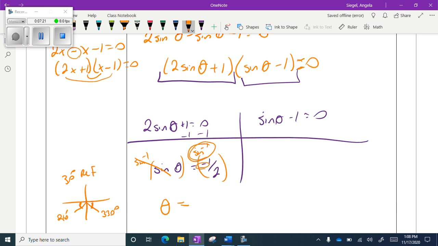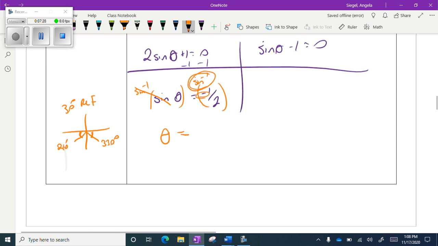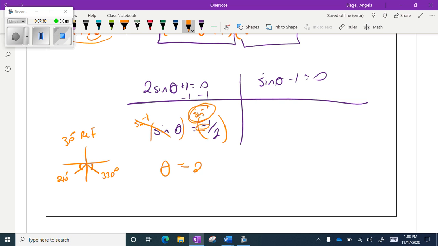So I didn't even look and see. So let's go up here, which form it's in. So it's in the degree form. So that is all I need to do. I don't need to transfer it to radians. So theta equals 210 and theta equals 330.